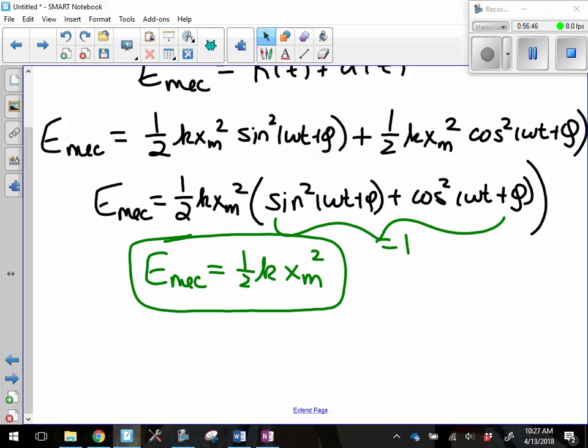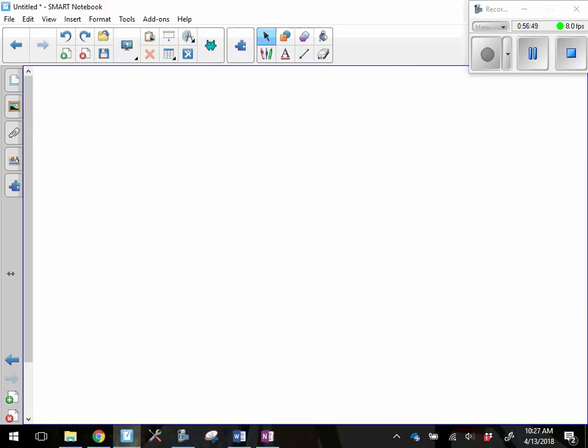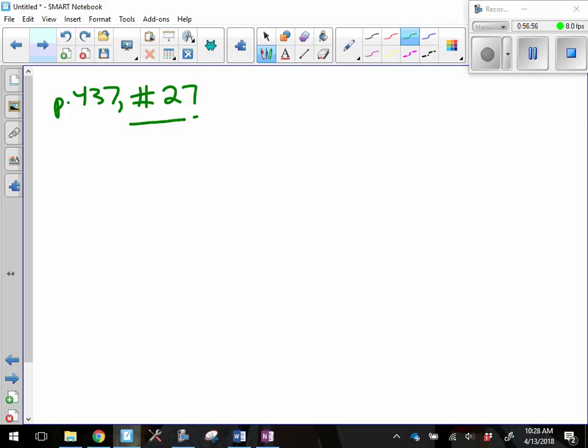Okay, I think we can do the next problem, which kind of puts this together. So we're going to do page 437, number 27. If somebody could read it for us real fast. What fraction of the total energy is kinetic energy? What energy is potential energy? What is half kinetic energy?